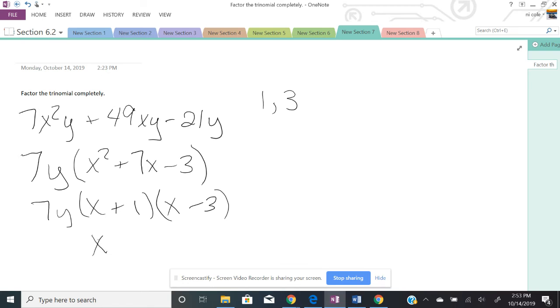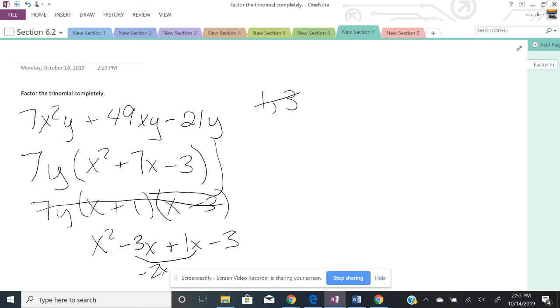So that would, let's FOIL, x squared minus 3x plus 1x minus 3. And I combine those, and that gives me a minus 2x. A minus 2x is not my 7, and I have no other combinations. So that means we do not get to factor it further. This will have no solution, but again, that is the factor. It will factor to this. It's not that the problem's prime, but that's your factor.